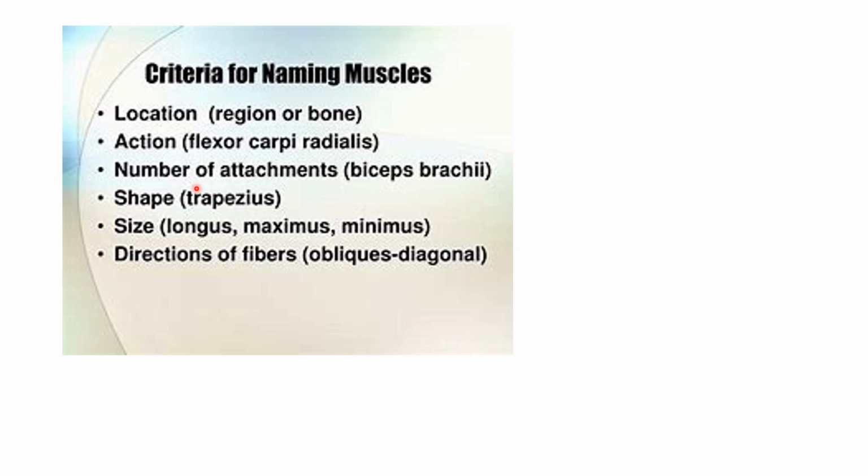The shape, for instance, the trapezius. There are some unusually shaped ones, rhomboids and so forth. Size, like gluteus maximus, gluteus minimus, some things are long and so forth. And whether they have a direction. Sometimes we talk about obliques. That's because they are at an oblique angle, which means at a diagonal to the long axis.